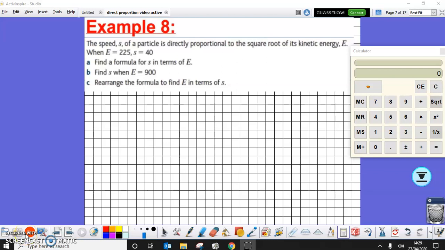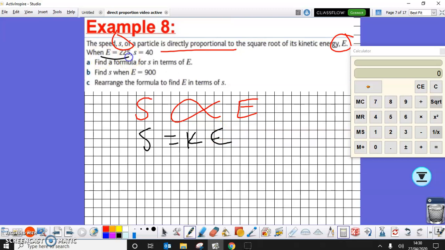Okay, so in this third video we're going to look at one more example of direct proportion and then move on to inverse proportion. So in this example we can see we've got S is directly proportionate to E, and again the next stage we're just going to put the equals K into the equation. So S equals K of E. We're told E equals 225. We're told S equals 40. So we're going to solve for K or find K.